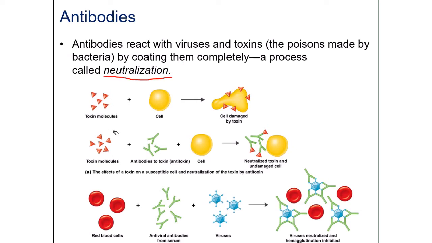So here you can see some toxic molecules produced by the bacteria, and if you expose your cells to it, then it's going to damage the cell and potentially destroy them, okay, making you sick. But in the presence of antibodies, the antibodies will bind to the toxin and neutralize them, so they are not going to be able to attach to your cells. So that's a good thing. Here we have some red cells, and we have some antibodies and some virus, and the antibodies will attach to the virus antigens, and they will no longer be able to attach to your red cells, right? So they neutralize virus, they neutralize toxin.